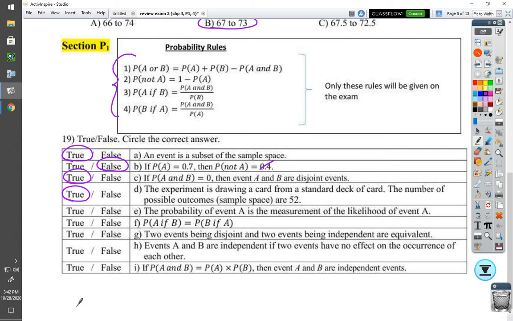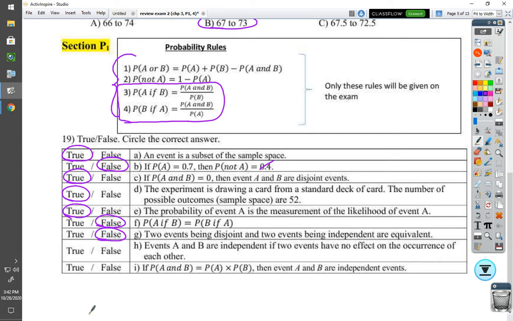The probability of event A is measured as the likelihood of event A. True. The probability of A given B equals the probability of B given A. Absolutely not. You know that is not true. Two completely different formulas. We would never have two formulas if they were the same thing. Letter G, two events being disjoint and two events being independent are equivalent. Those are not the same thing. Otherwise, we'd use the same word.